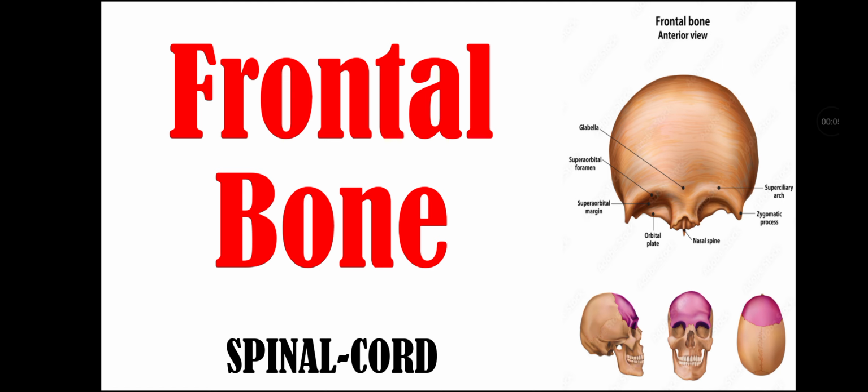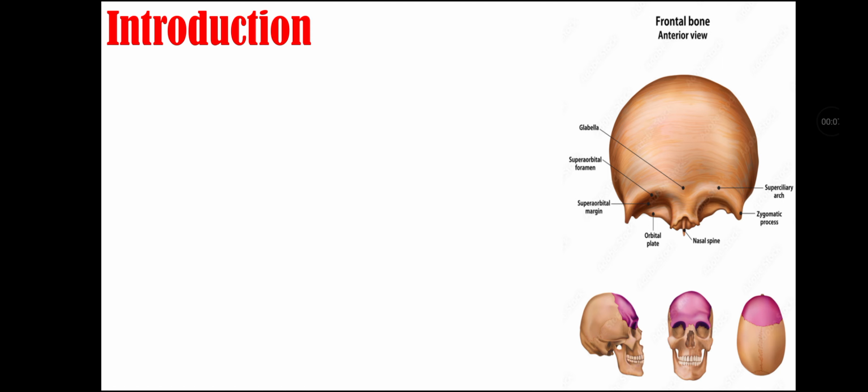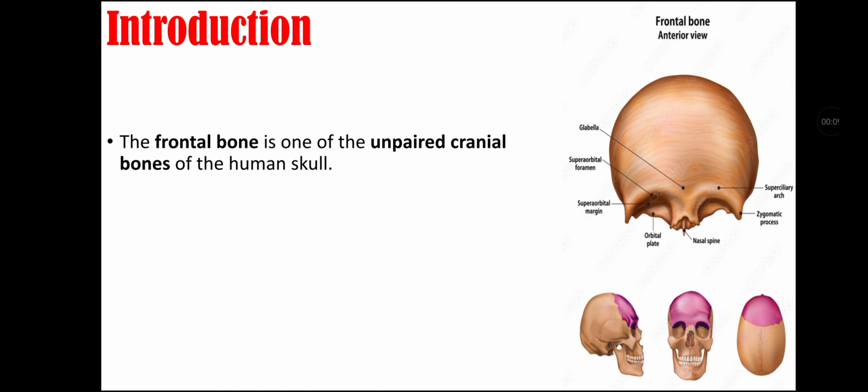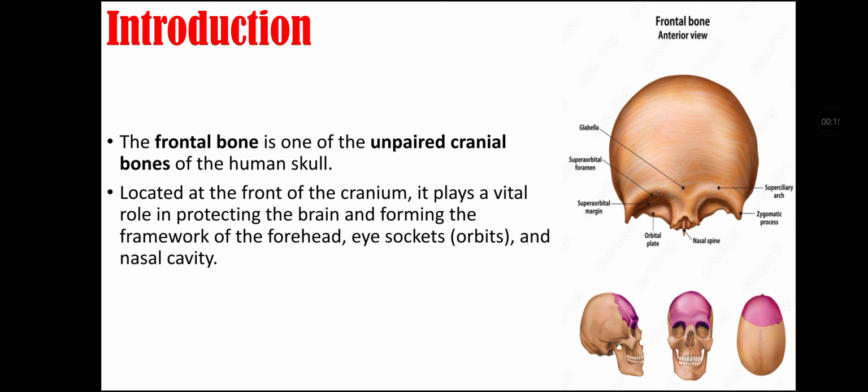Today we are going to talk about frontal bone. So let's start our topic with introduction. Frontal bone is one of the unpaired cranial bone of human skull. It is located at the front of cranium. It plays a vital role in protecting the brain and forming the framework of forehead, eye socket and nasal cavity.